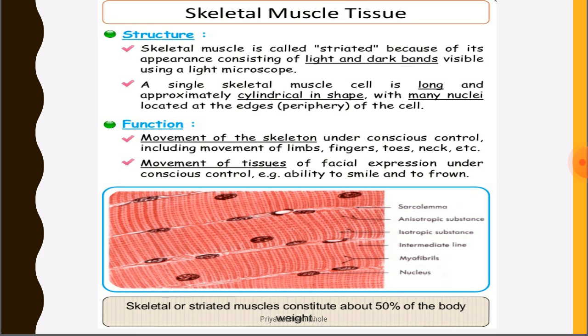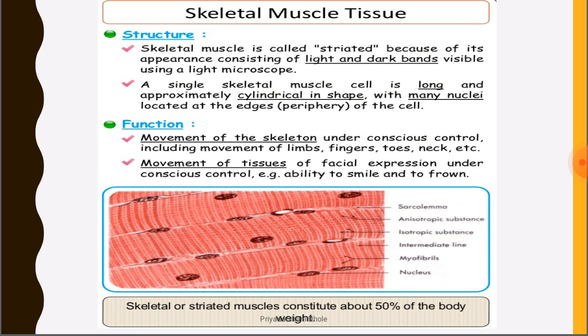Now, these are the skeletal muscles. The first type, skeletal muscle, is called striated because of its appearance of light and dark bands visible using a light microscope. A single skeletal muscle cell is long and approximately cylindrical in shape, with many nuclei located at the edges of the cell.